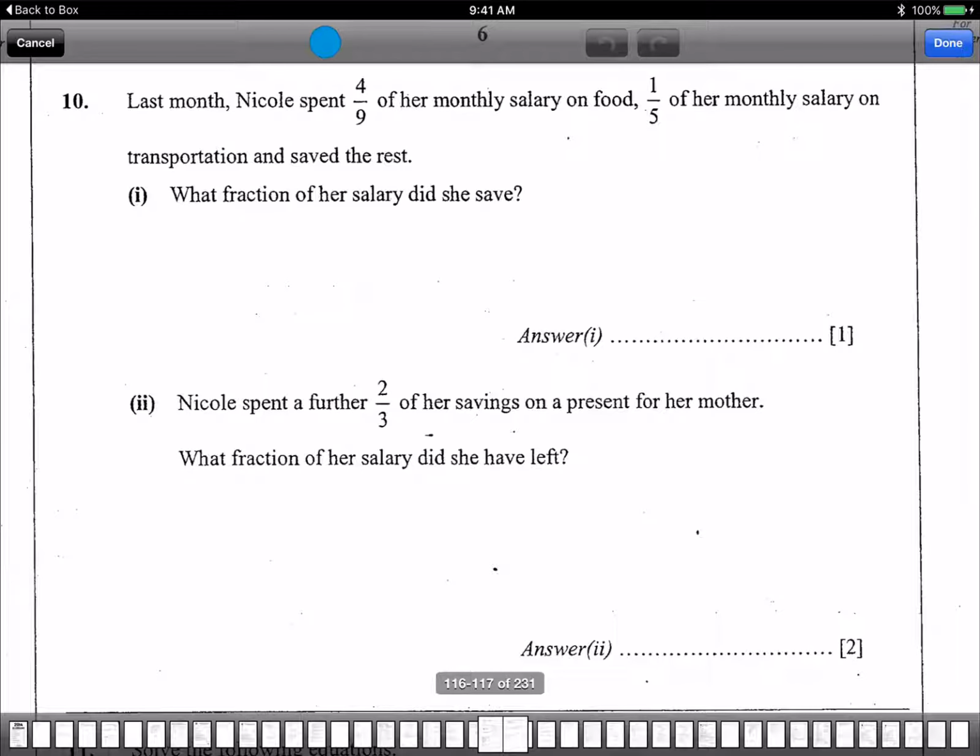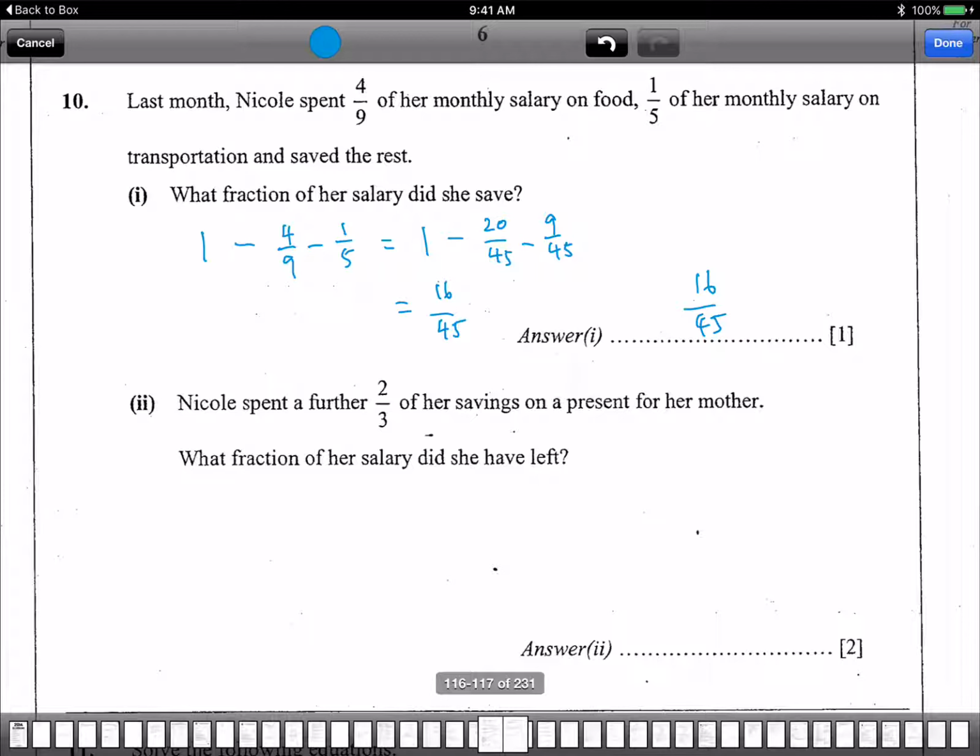Now 4 of 9 and 1/5 on transportation. So we want to take one whole, take away 4 out of 9, and also take away 1 out of 5. Correct? So what is the common denominator? 9 and 5 become 45. So 1 take away 20 of 45, also take away 9 of 45. You get 16 of 45. Okay, that's the answer.